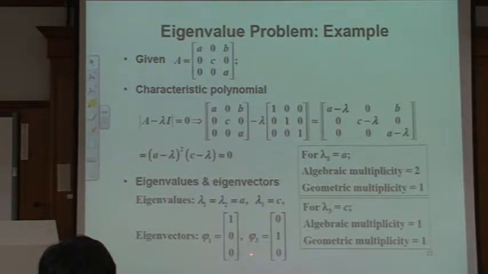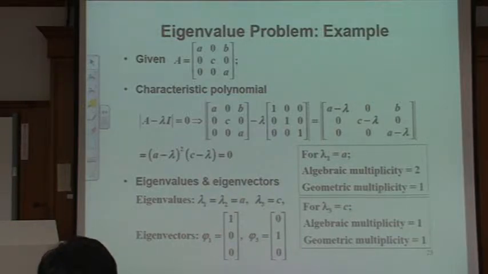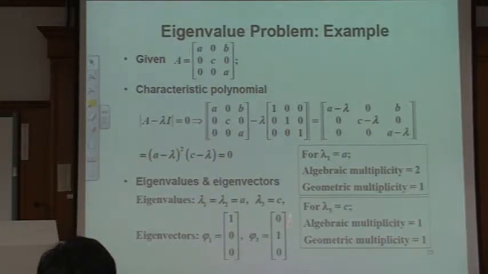Let's see, it should be probably here. Yeah, here. So see, the first one, number 1 and number 2, equal the same number A. They all correspond to phi 1 here. So in this case, geometric multiplicity is just 1. And lambda 3 equals C. The third eigenvector is this one.